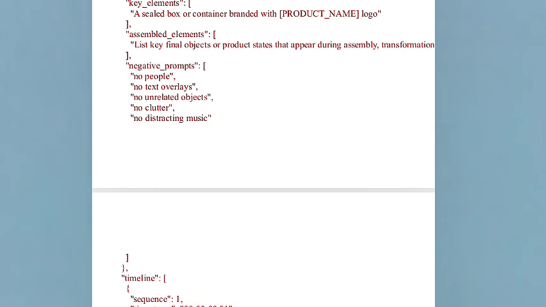Negative prompt means all these things should not be in that particular prompt. There should be no people, nobody in that ad. There should be no text overlays. There should be no unrelated objects. If you are talking about a shoe, there should be no cap. If you are talking about a cap, there should be no shoes, right? No unrelated objects, no clutter, and no distracting music. The background music, at a lowered volume, is the type of song that is related to that commercial.